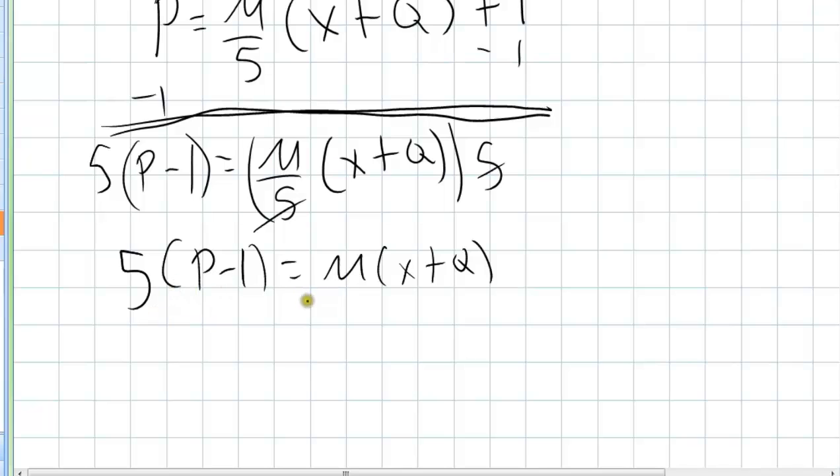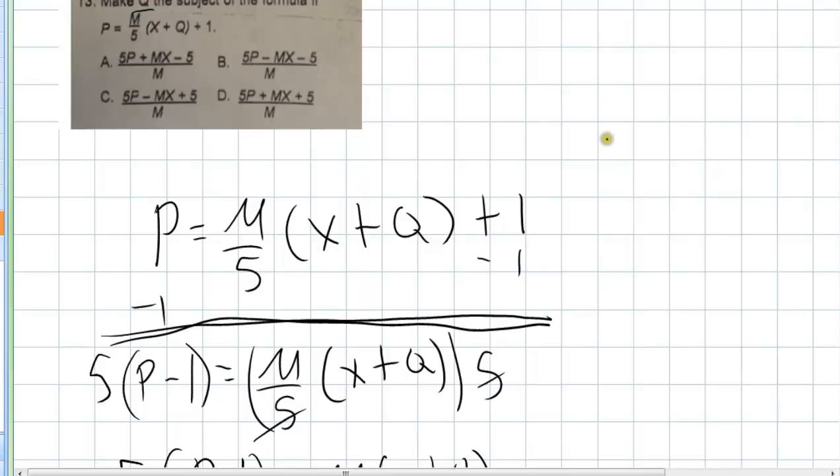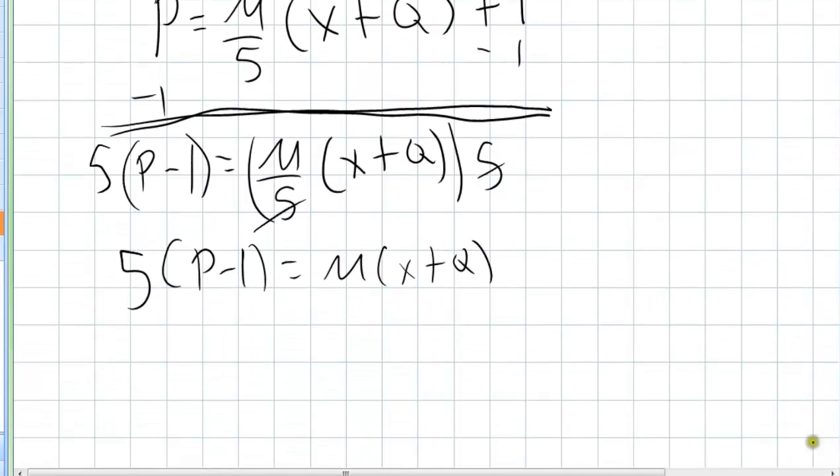Okay, so now what I want to do, well, before, I could do a few things here. I could divide by m, and then I'd be left with x plus q over here, but then I would have to subtract x to get to q, and you'll notice all of the answers are given in a form where m is the denominator. I'll show you both ways, okay? So let's do the way I just said. So divide by m.